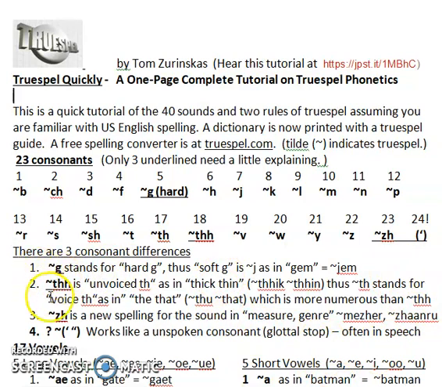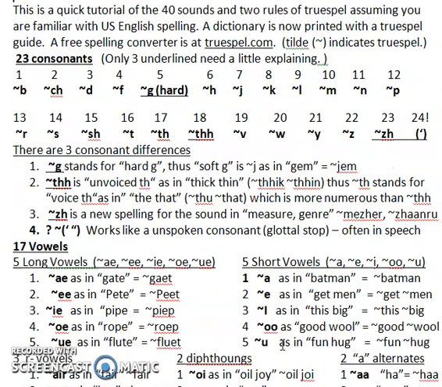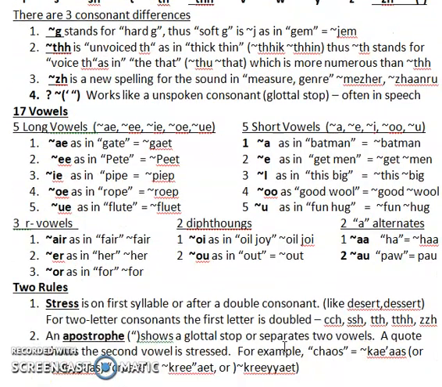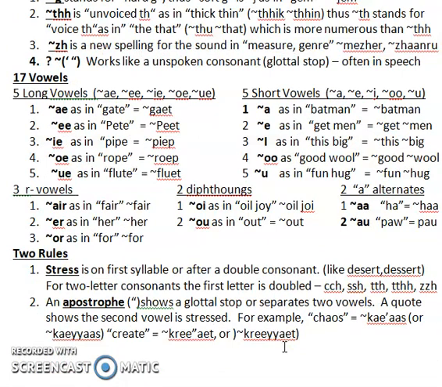The G is hard, the breathy or unvoiced TH, and the amazing tilde. It works like an unspoken consonant. So we don't know if it's a consonant or not, because it's not a sound. It's a non-sound. But anyhow, that's how we're working with that. Now comes the difficulty.